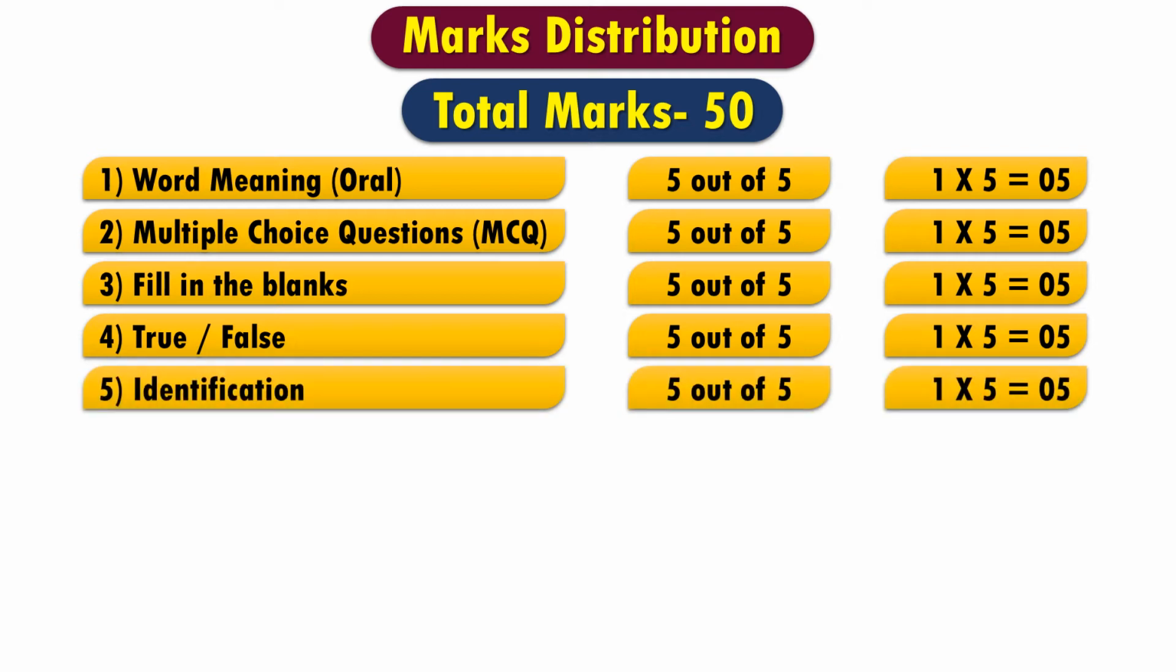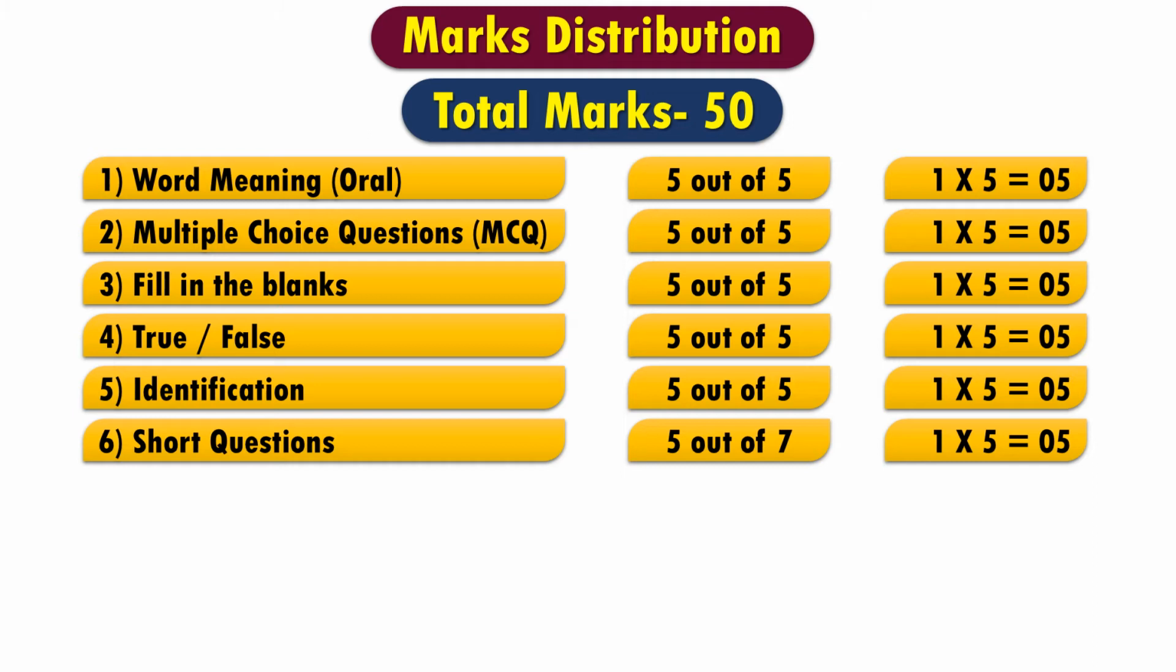We will give you identification. That means we'll give you some kind of picture or image from the textbook, and you have to identify them and write their name. Well, you have to answer 5 out of 5, and the total marks is 5 in this part. And the next, you have to answer the short questions, and you have to answer 5 questions out of 7, and every question mark is 1, so the total marks is 5.